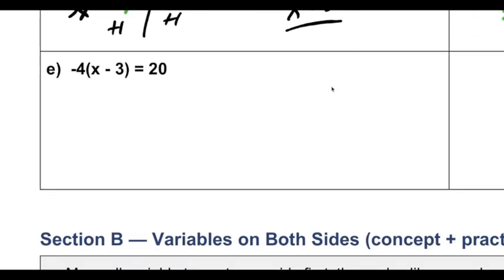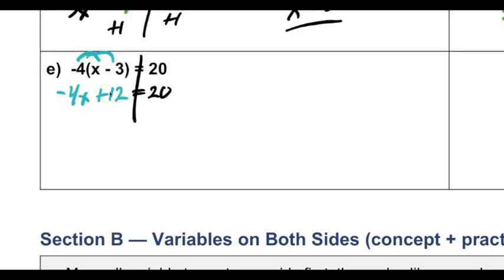Over here, same concept. Now, if you want, you can actually divide both sides by 4 first. A little bit more pro move. But I'm going to go in the more common way. I'm going to distribute this to both sides. Negative 4x plus 12 equals 20. Negative 4 times negative 3 is positive 12, a negative times a negative, and negative 4 times x equals that.